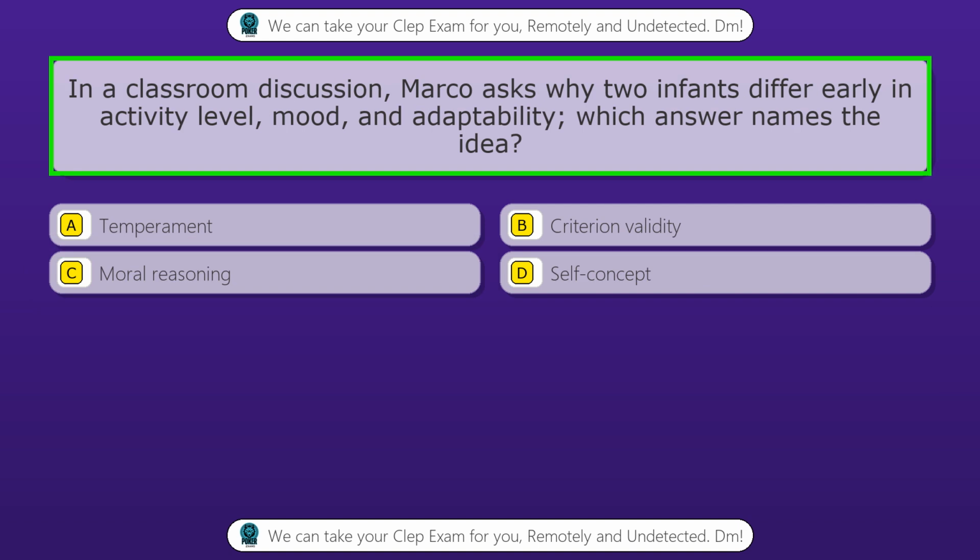Question 85. In a classroom discussion, Marco asks why two infants differ early in activity level, mood, and adaptability. Which answer names the idea? Option A, temperament. Option B, criterion validity.